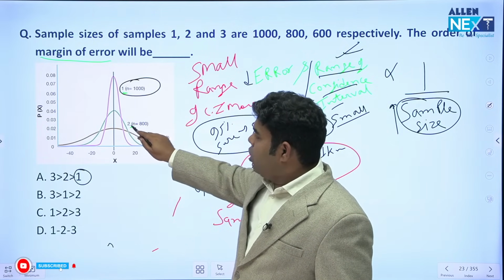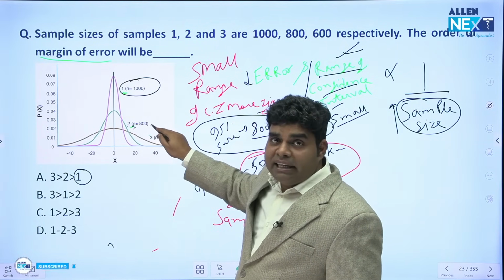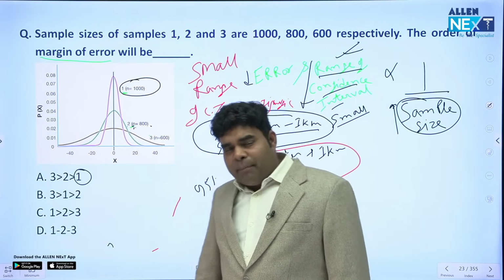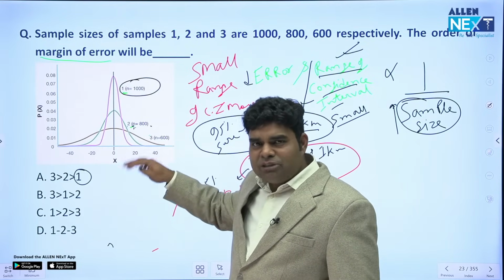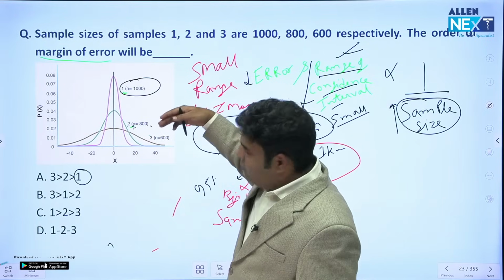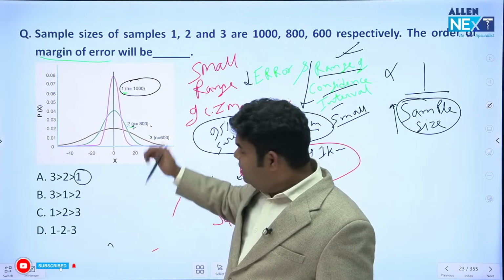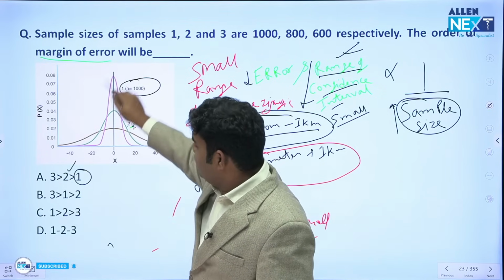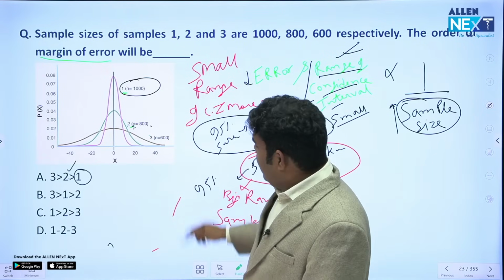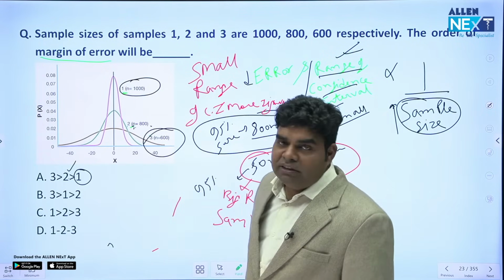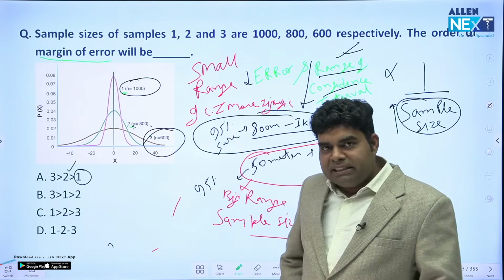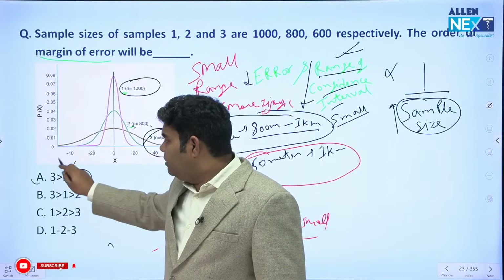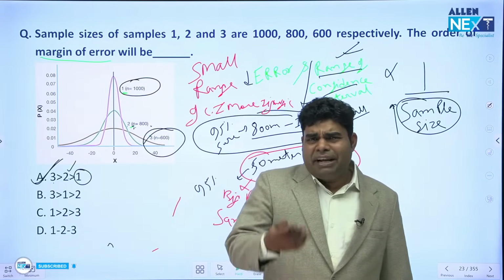In case of curve 2, sample size is 800. So because the sample size is 800, the mistake is there. The mistake is more than in 1. So the margin of error will be more in 2. And margin of error will be maximum in 3. If the sample size is less, margin of error will be more. Okay, and it's a very simple thing.